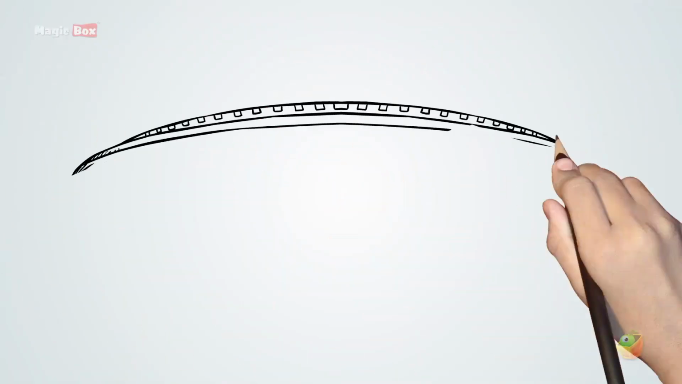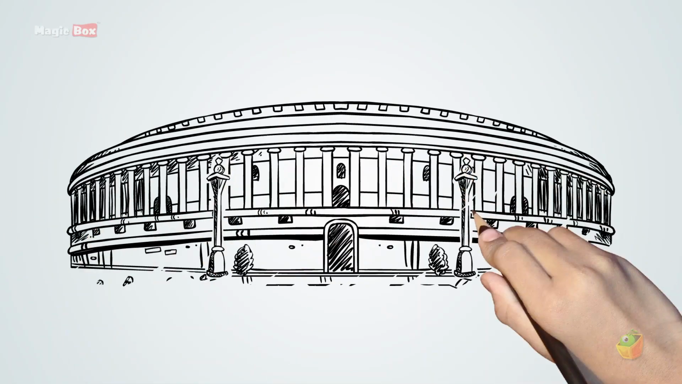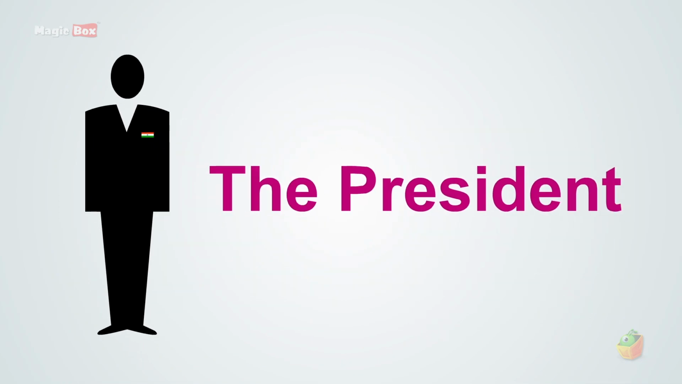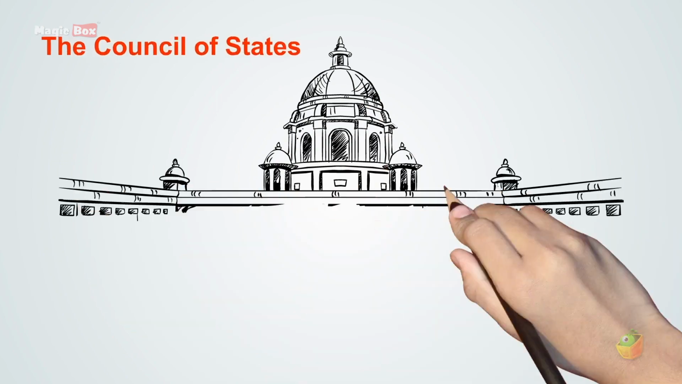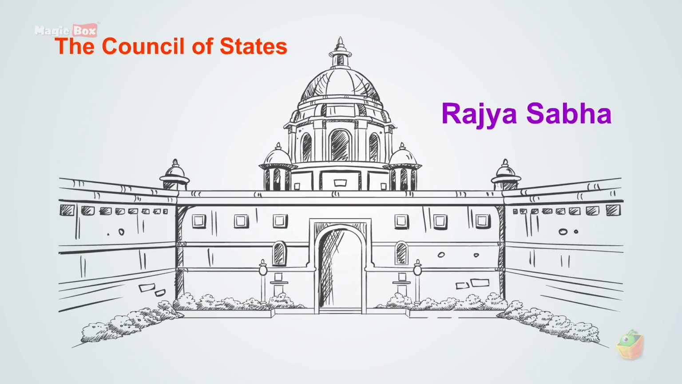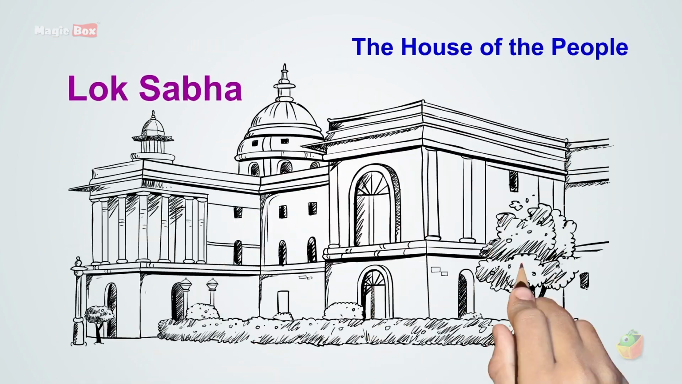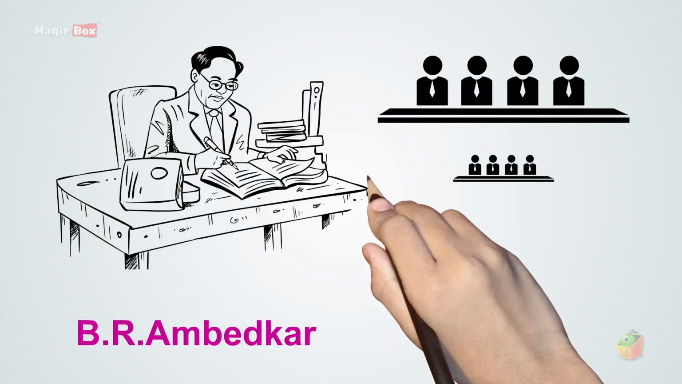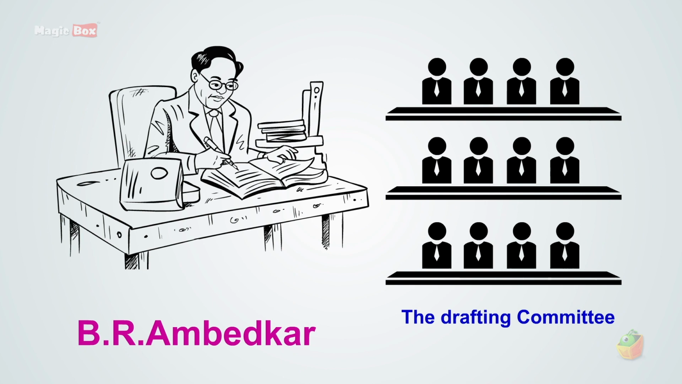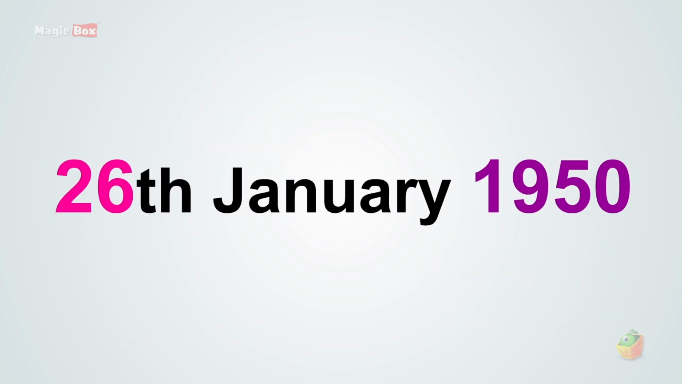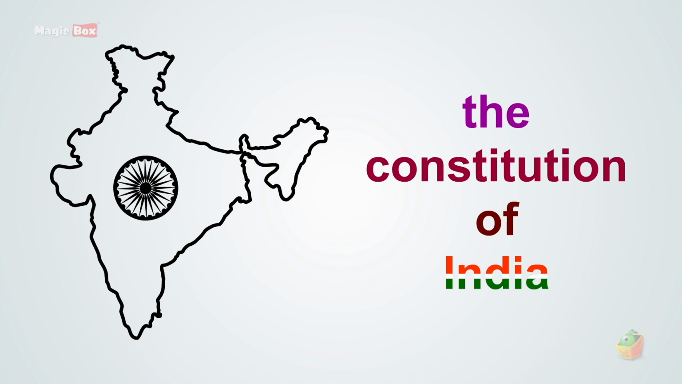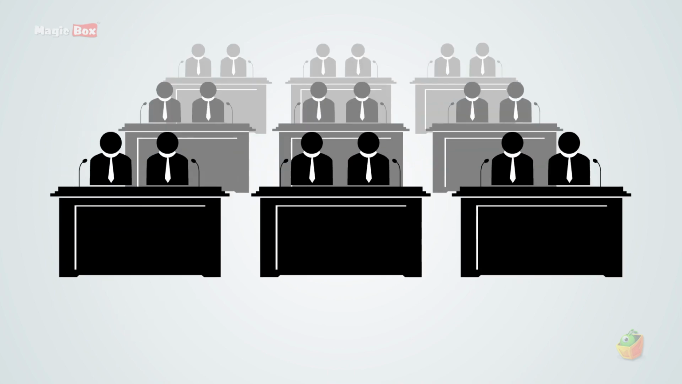Parliament. Parliament is the supreme legislative body of a country. Parliament of India consists of the President and the two houses, known as the Council of States, Rajya Sabha, and the House of the People, Lok Sabha. The drafting committee under B.R. Ambedkar recommended the parliamentary type of government. On 26 January 1950, the Constitution of India came into force and this Constituent Assembly became the Provisional Parliament of India.